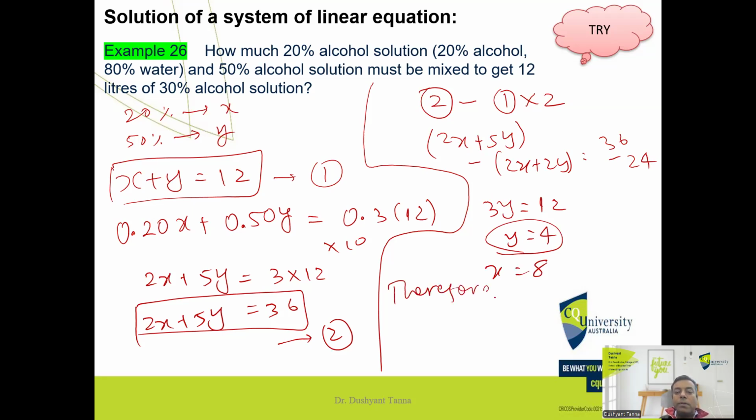Write down the solution in words. Therefore, we need 20% of... What is 20%? 8 liters. Yeah. 20% solution is 8 liters and 50% is 4 liters.